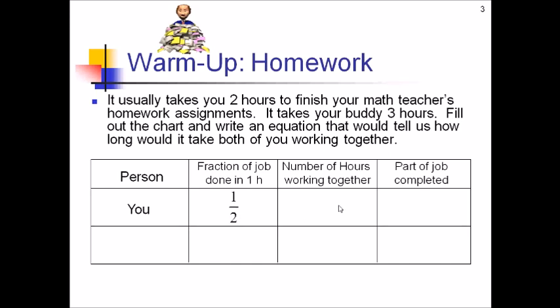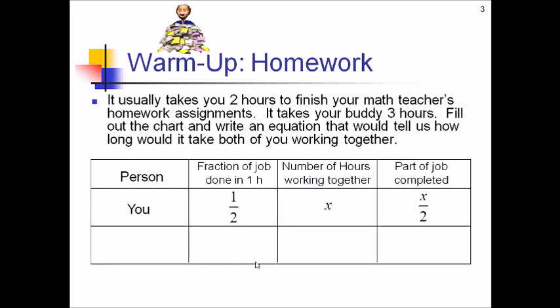Number of hours that you're working with your buddy? Well, we actually don't know. We're trying to figure out how long it would take you working together. So we'll call that x or t, whatever you want. And the part of the job you've completed is just how much you do per hour times the number of hours. Well, that would just be x over 2.